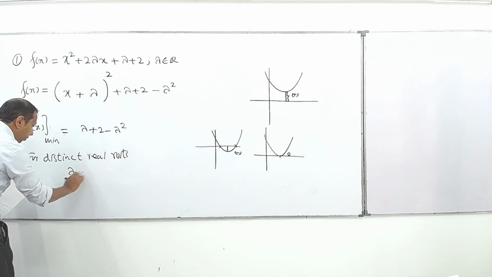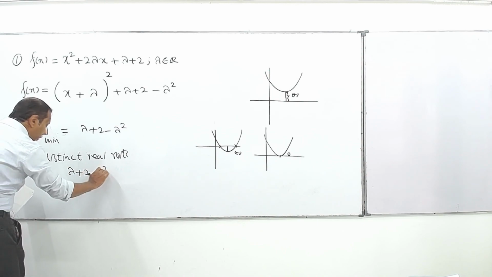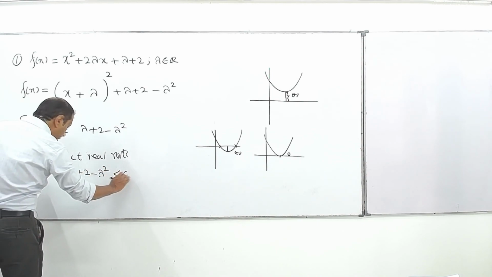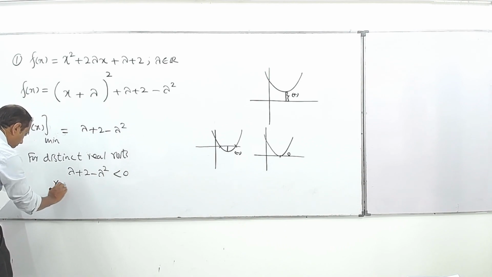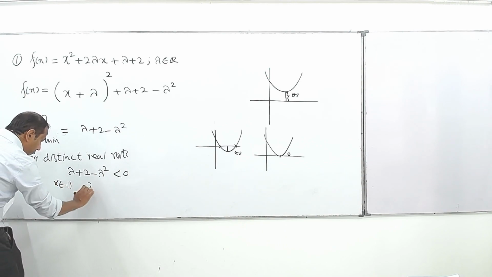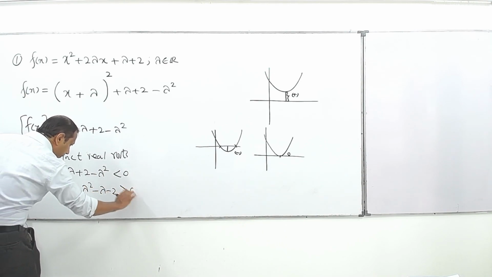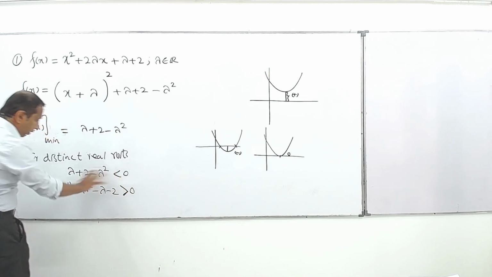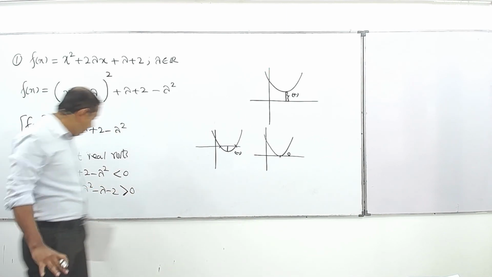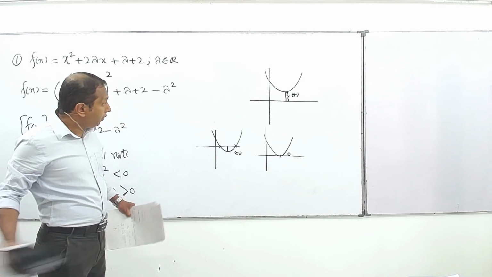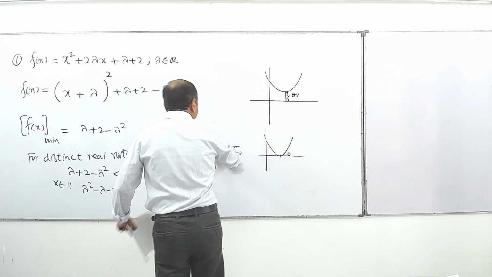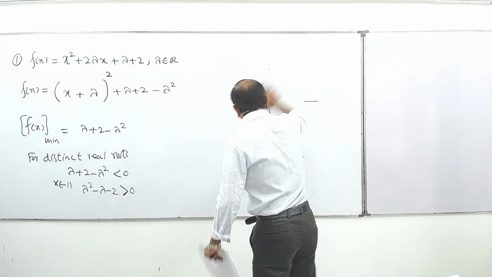That means lambda plus 2 minus lambda squared should be negative. So we'll multiply this by minus 1: lambda squared minus lambda minus 2 greater than 0. You know, when you multiply an inequality by a minus sign, the direction gets opposite. So now we have to find the range of this, a simple inequality.